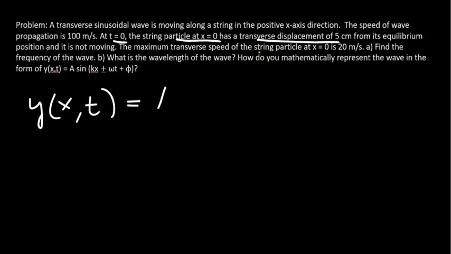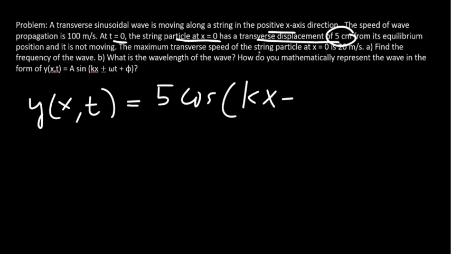A is the amplitude, and we know A is 5 cm, namely the transverse displacement from its equilibrium at x equals 0 and t equals 0. Cosine, the wave number is k, x. Now it's moving along the positive x-axis direction, so we should use the negative sign, omega t, and that's it.